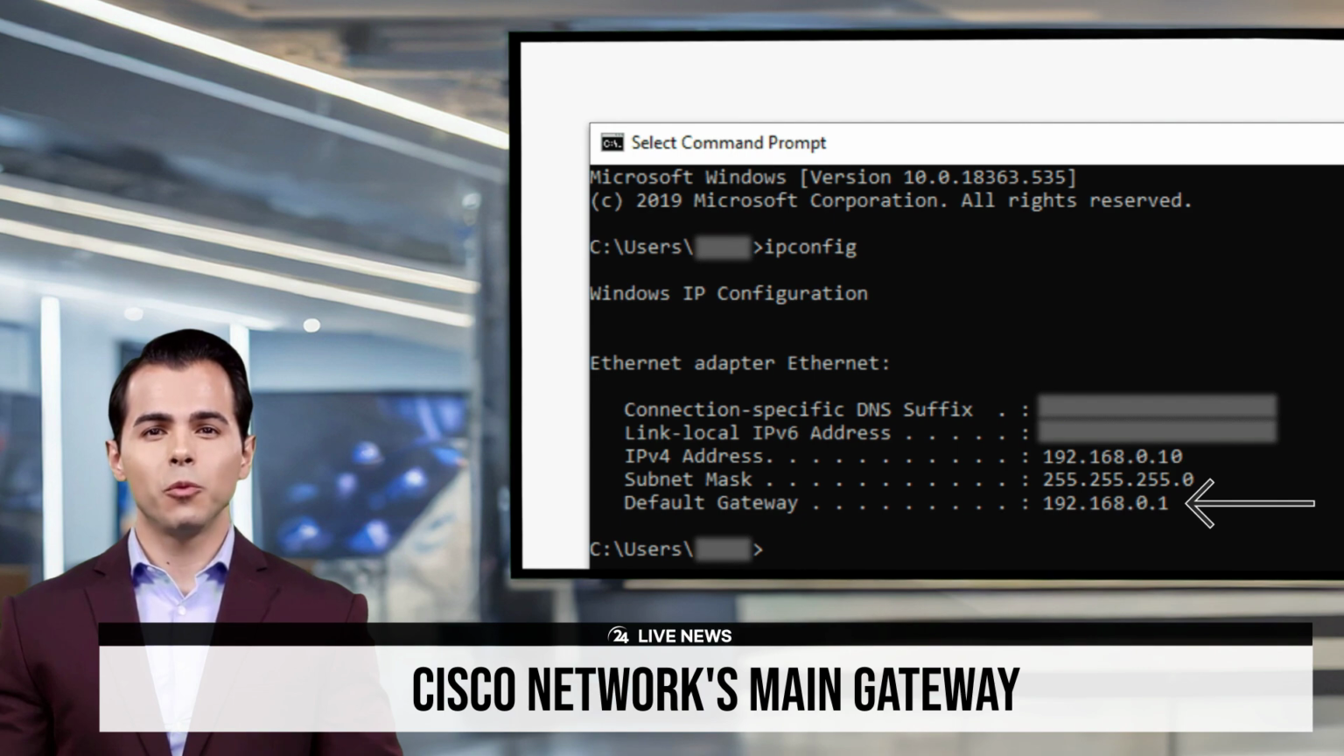Definition of the default gateway in Cisco networking. The default gateway refers to the IP address assigned to the router interface that serves as the exit point for traffic from a local network to external networks. It acts as a bridge between the local network and other networks, enabling communication and routing data packets to their intended destinations.